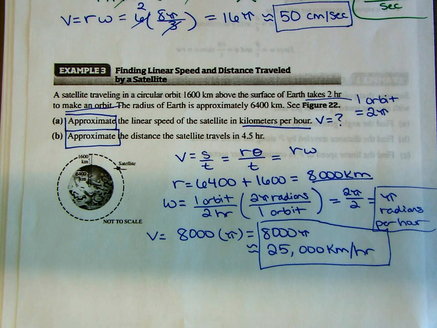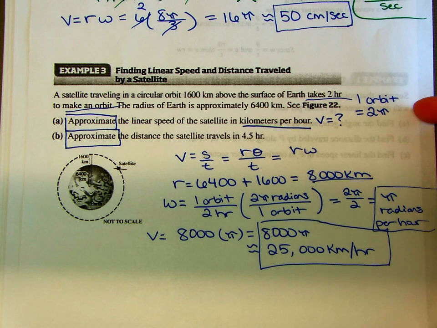It says approximate the distance the satellite traveled in 4.5 hours. So this is asking a slightly different question than it's been asked before. It's not asking us for linear speed. It's not asking us for angular speed. It wants to know how far that satellite's going to travel in 4.5 hours. What we found out here is that in 2 hours, it makes one orbit.